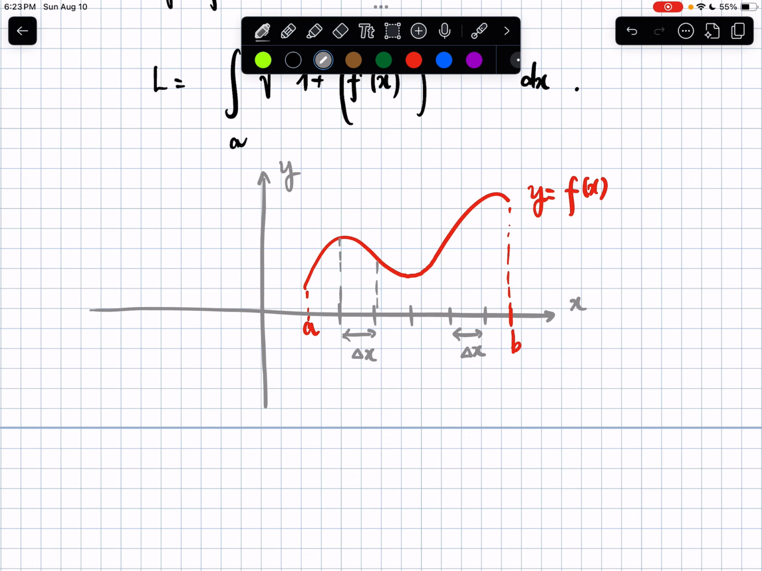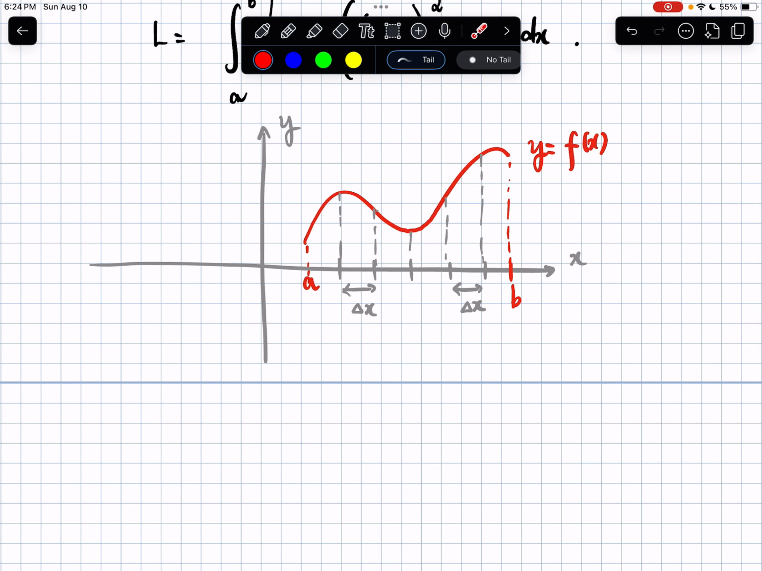So we cut the given arc into smaller pieces and we compute the length of each piece and we take the sum. By doing a very fine partition, making delta x tend to 0, we can approximate the sum of those infinitely many smaller pieces. And by taking the limit when delta x tends to 0, we get the length of y equal to f of x. So now let's look at the length of one piece like that.